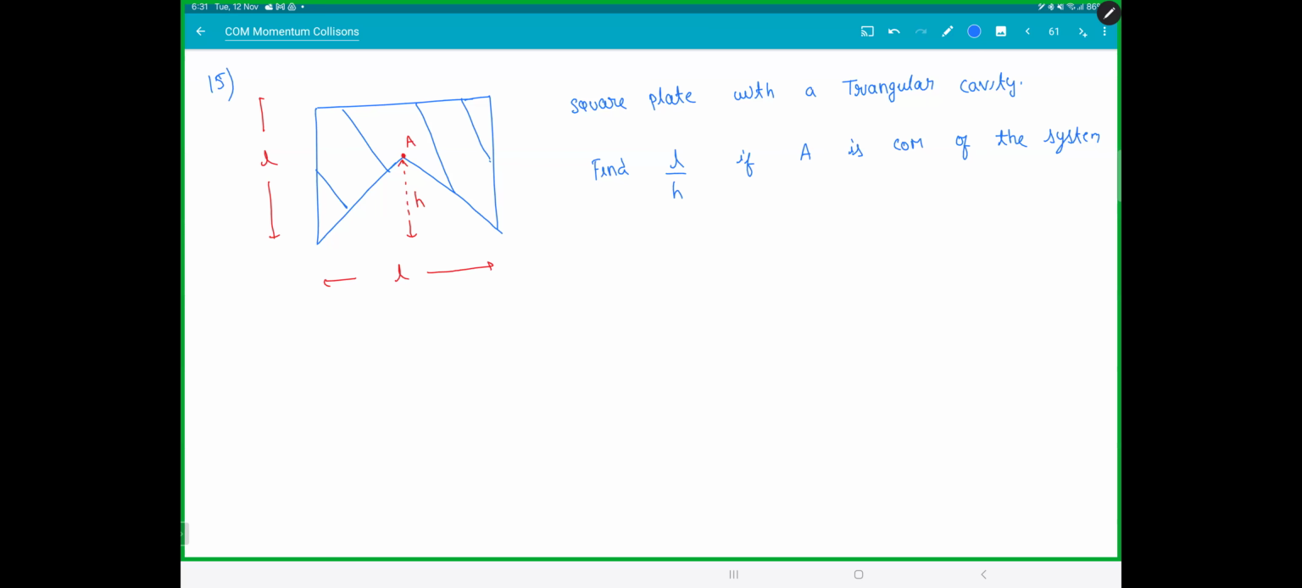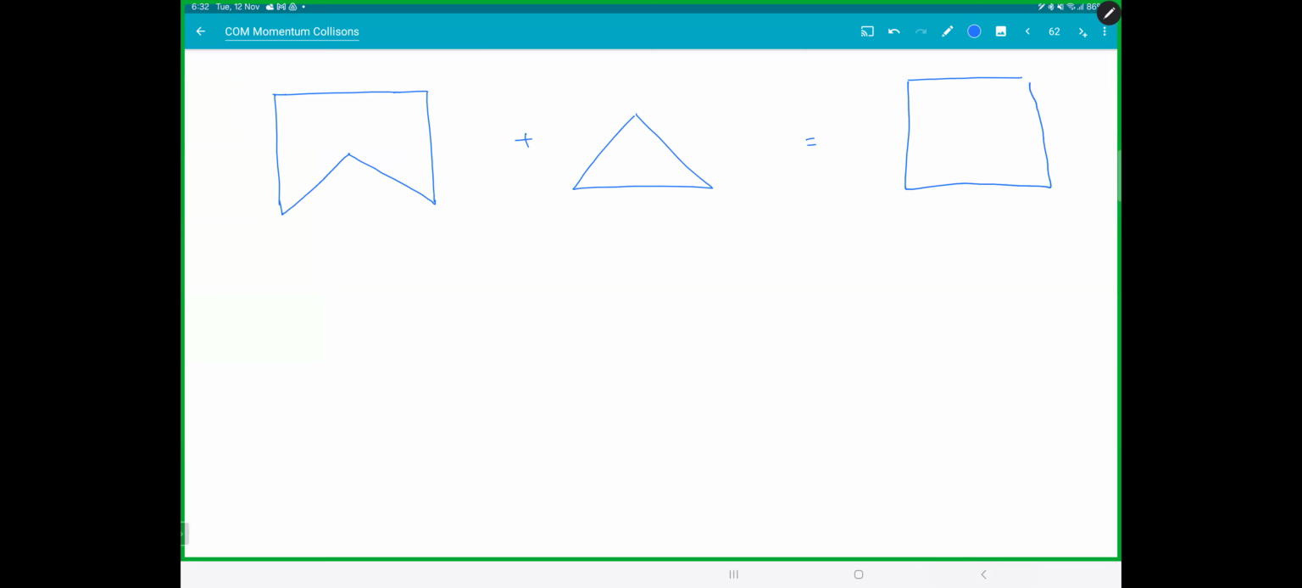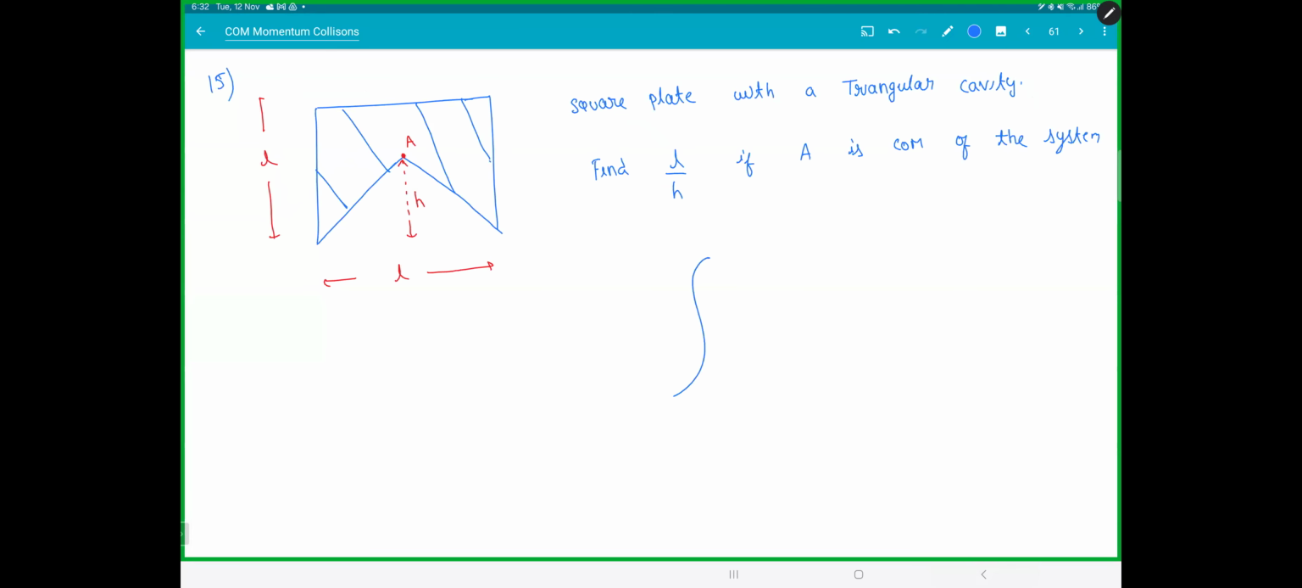Let's see. The idea is the same. So keep that in mind. Whenever you see a cavity, fill it up. You get a neat shape, and then you try to work out from there. So this is the shape. Plus, we have a triangle. This gives you a full square plate. Now, for a triangle, where is the center of mass? That you should know. In case you didn't know that, this is an isosceles triangle. For an isosceles triangle, the centroid will be along that bisector.